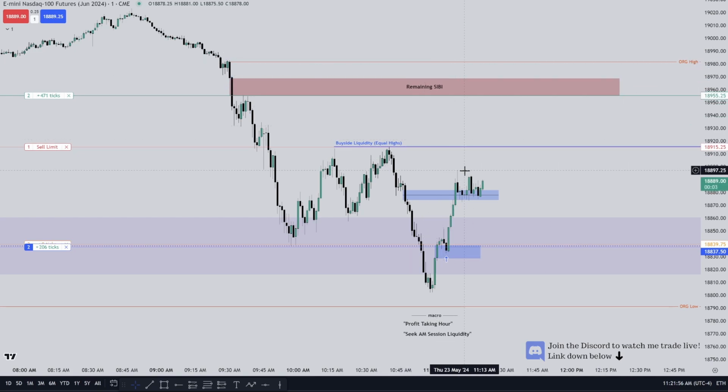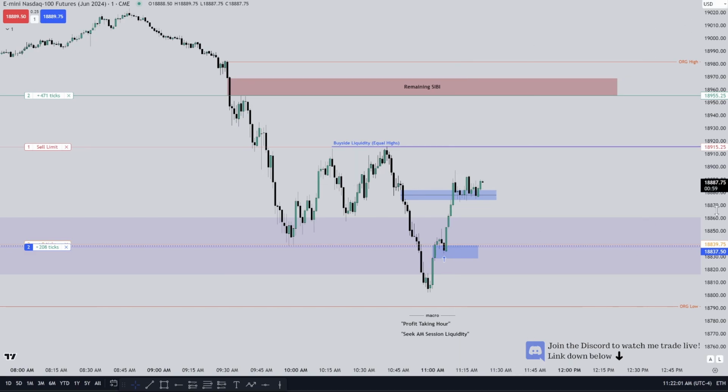Again, looking for speed above the short-term high here. It's been more of a difficult morning session, to say the least. I only trade from 10 o'clock to 11 o'clock. So this is my window that I trade.